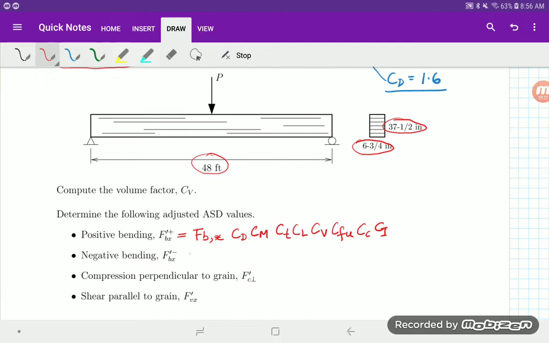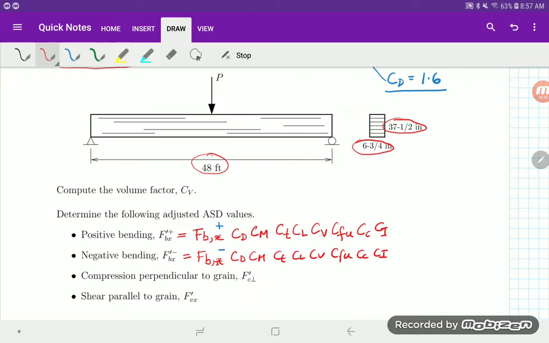But that means that if I need the reference value for negative, just to keep track of them, I'll make sure I write positive where it's positive, and I'll write negative for the next one. I do also need the negative reference value here, but all of these have to be multiplied by exactly the same factors. Quite a few factors to look at.